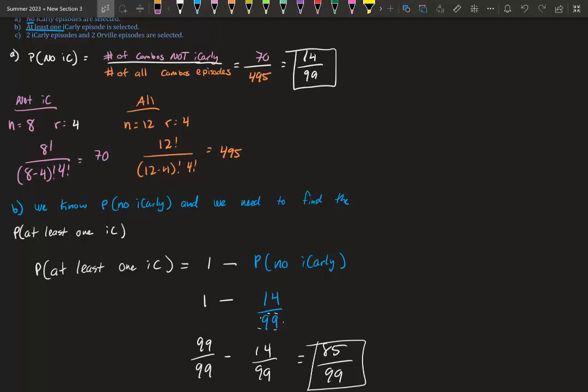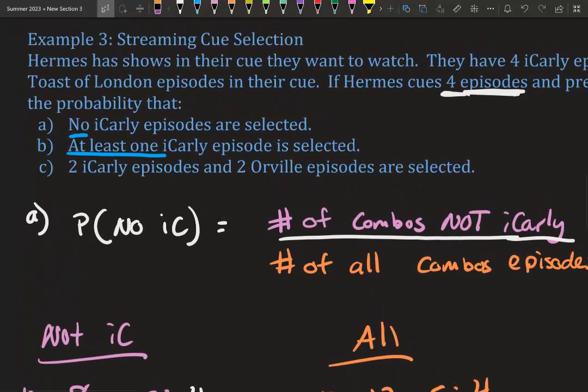So let's say the example was just part B. Part A and part C didn't exist. But you know what's easier? Do part A, then get to part B. So you say find none, that'll give you at least one.